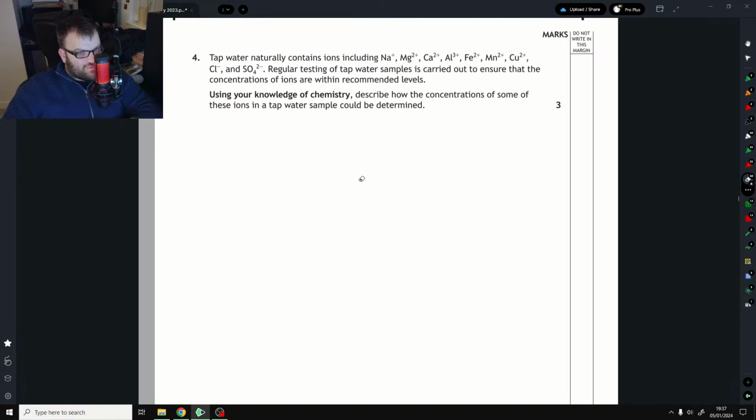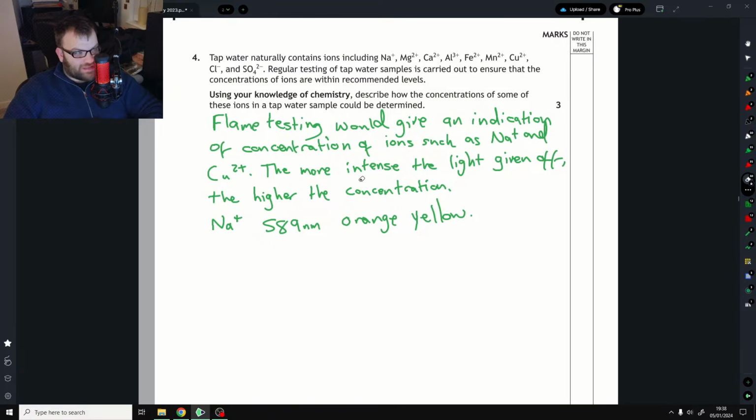Next question is the first of our using our knowledge of chemistry questions. We're asked about concentrations of different ions in tap water and how you can determine them. One way we could do it is we could do some flame testing. We could look at the emission spectra that we get from that. Your things like sodium and your copper, they would give off different colours of light. And if you had more of that light given off, that would indicate there's a higher concentration. You look at what wavelength of light would correspond to different metals. That would be one thing we could do.